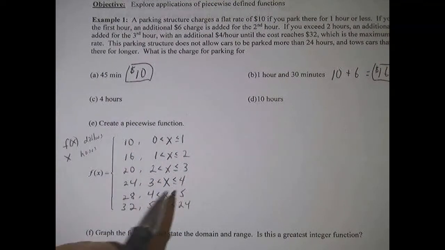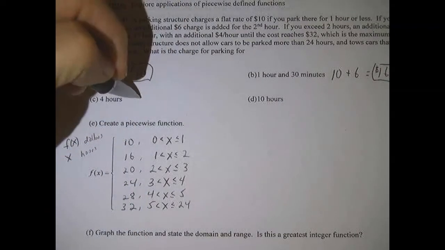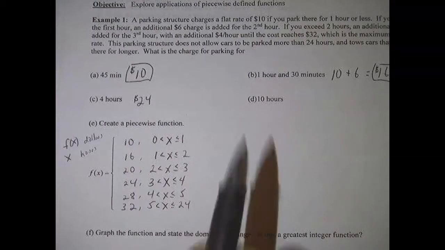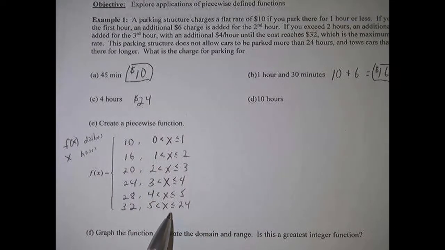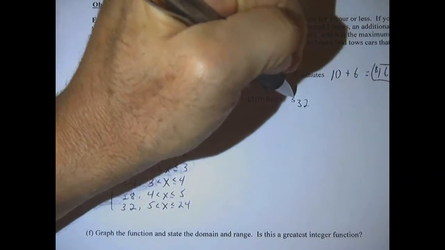For 4 hours, this one is including 4, so it's going to be a $24 charge. When you get to the 10th hour, you're over 5, between 5 and 24, so it's going to be that $32 charge.